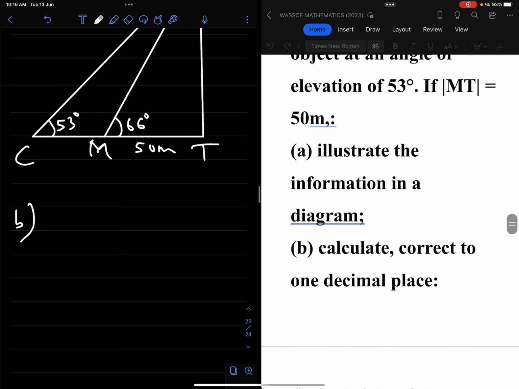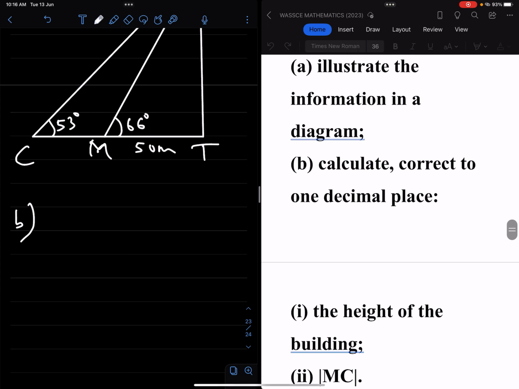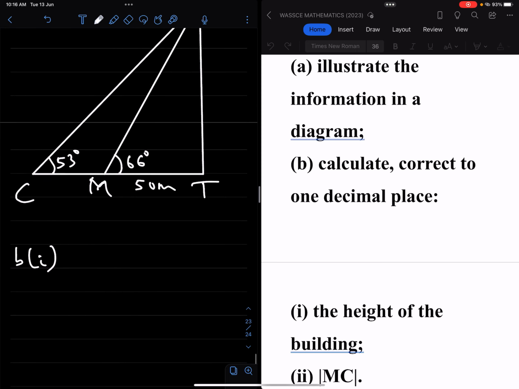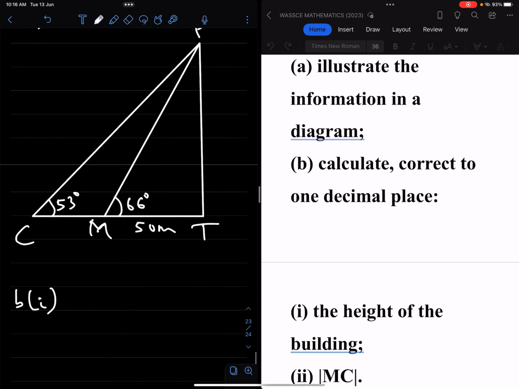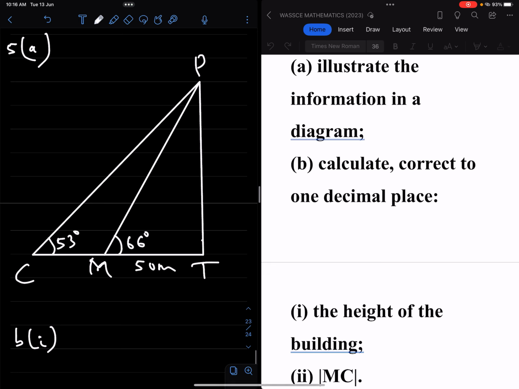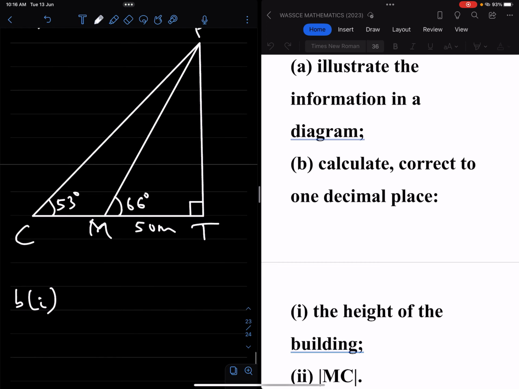Calculate correct to one decimal place, B, Roman figure 1, the height of the building. So we want to find PT. PT represents, of course, this is the right angle. PT represents the height of the building, and that's what we want to find. So what do we do?